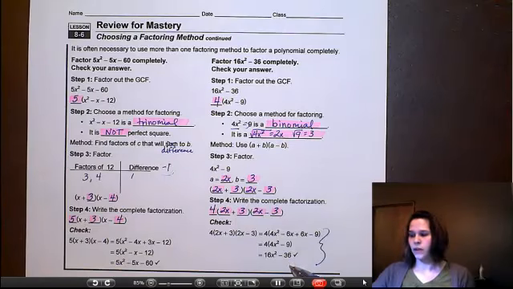same answer. Okay, you guys have a lot of practice problems to go through on these.